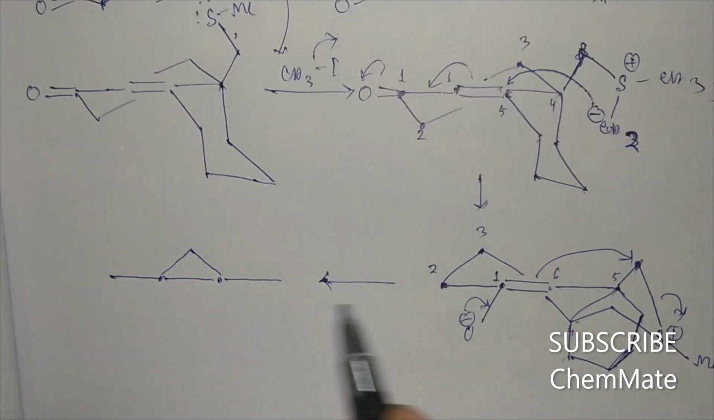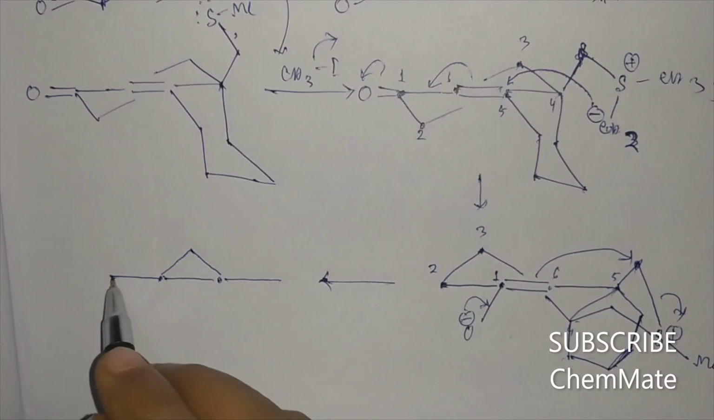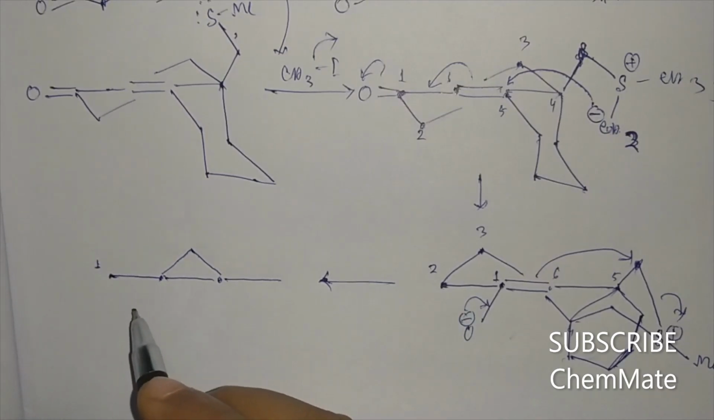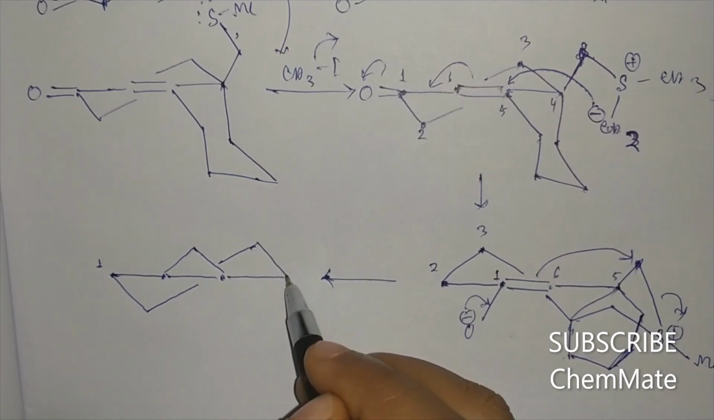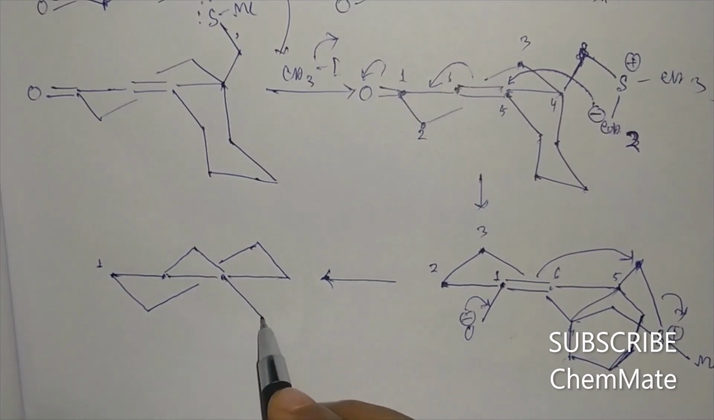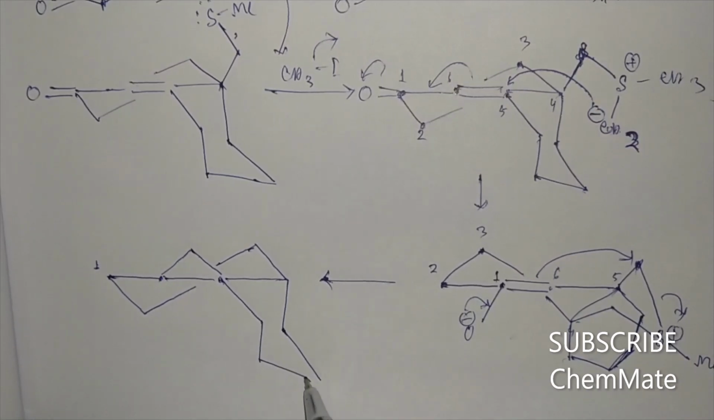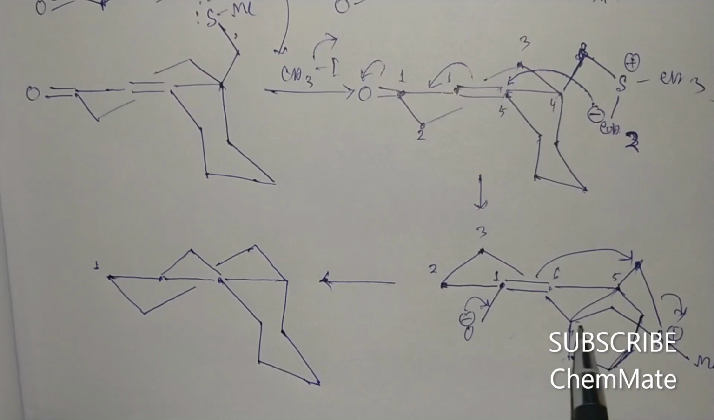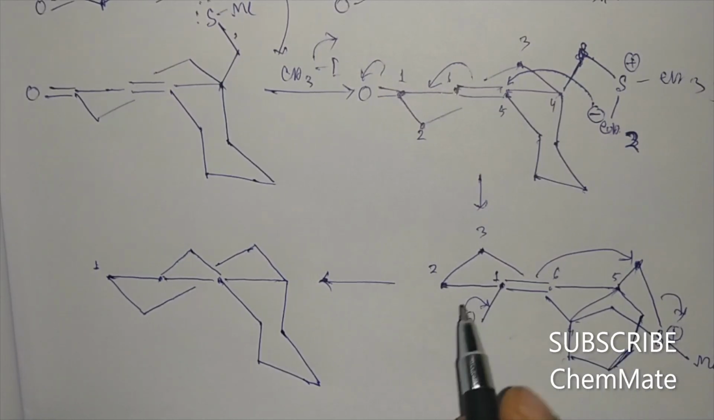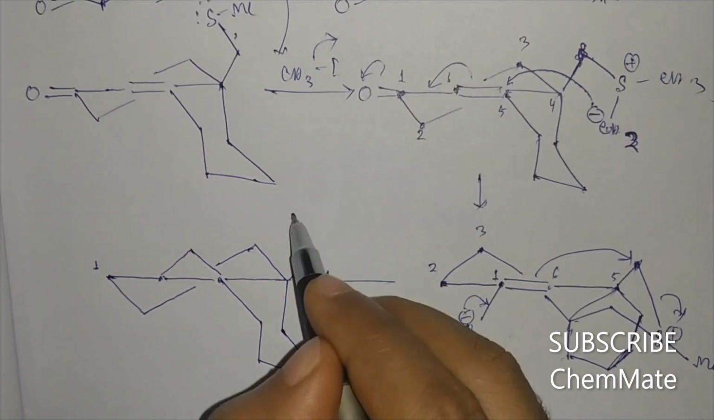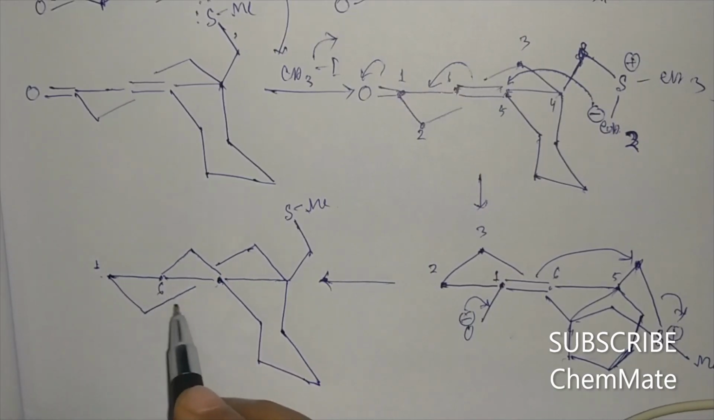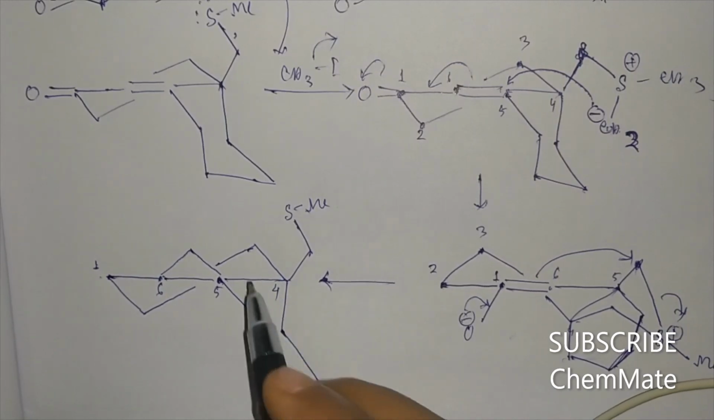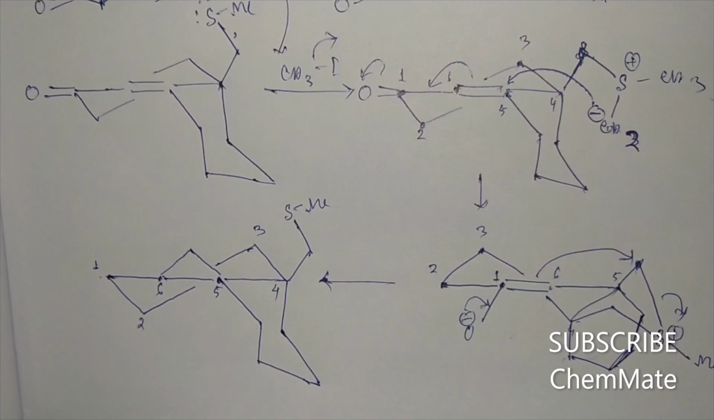Now again, this carbon will come here. This is number one carbon, so it will be like this. And here the CH2SMe group will be above. This will be 1, this will be 6, 5, 4, 3, 2. So this will be our product.